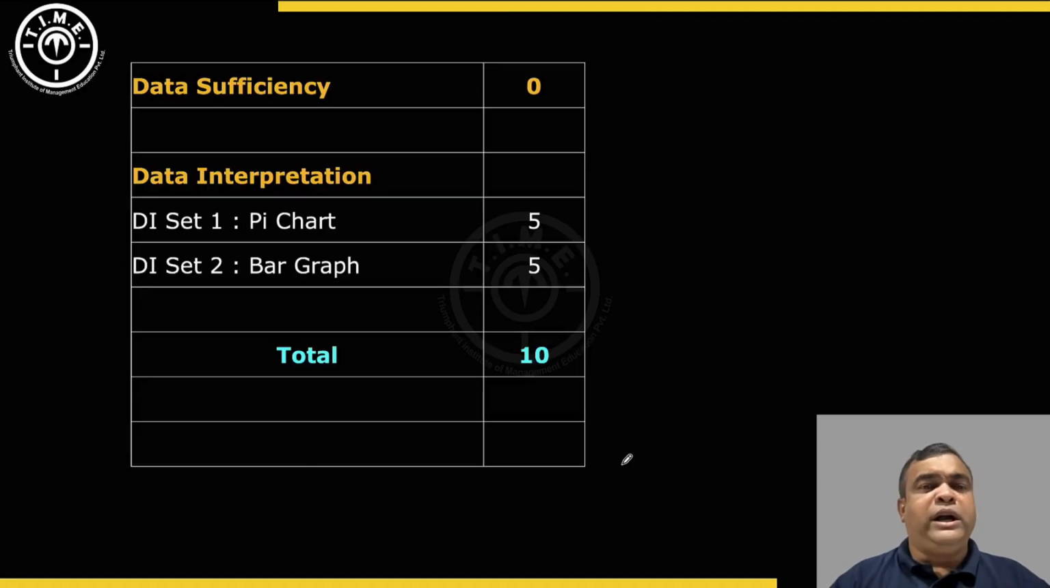Now when I talk about the DI part, both DI set 1 and DI set 2 were easy. But if I want to do the comparison, I'll say the people who are good at percentage basics, who understand what percentages are, could have done the pie chart set first and then the bar graph set. For them, the pie chart involves fewer calculations if they understand the basics of percentages well.